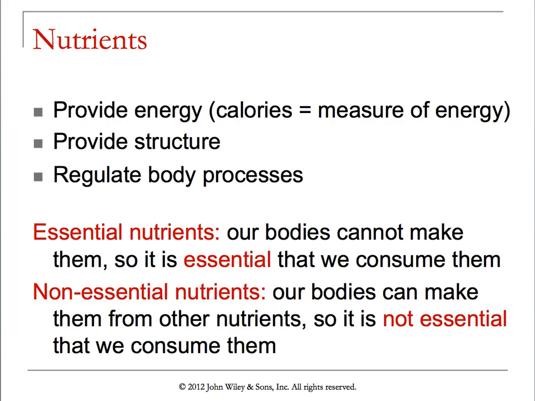So nutrients can be divided into 2 categories, essential nutrients and non-essential nutrients. Essential nutrients are those that our body can not make. So it's essential that we consume them in our diets. Non-essential nutrients can be made within our bodies. So we don't have to get non-essential nutrients from our food, though they do still exist in food and we can get them. It's not necessary.